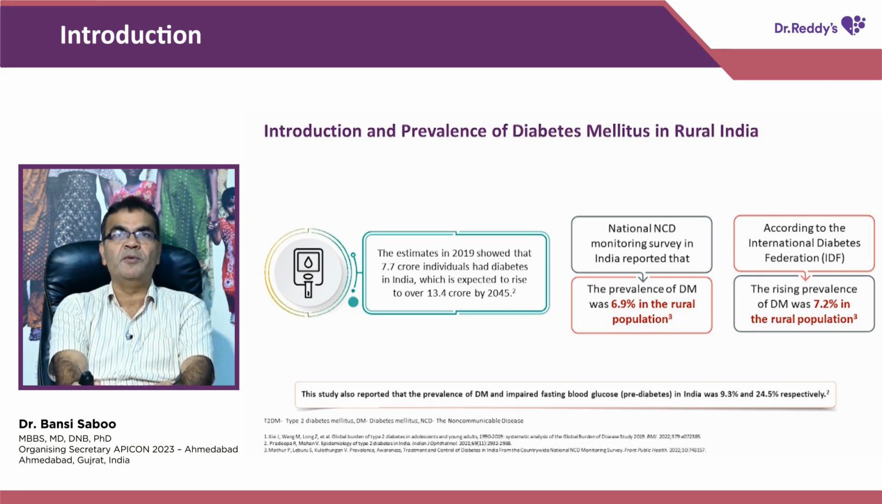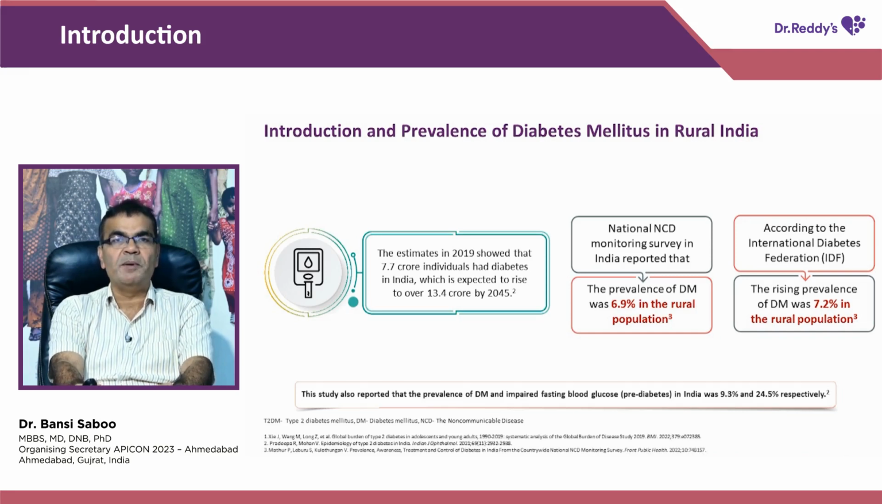The National NCD Monitoring Survey in India had reported that in the rural population also, we now have almost 6.9% of the rural adult population with diabetes. According to International Diabetes Federation data, almost 7.2% of the rural adult population has diabetes. So, this is the status of diabetes in our country.